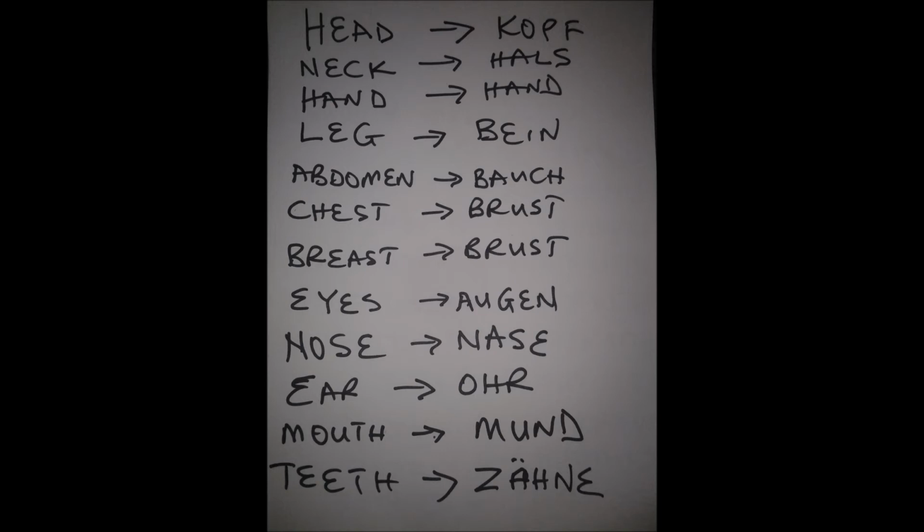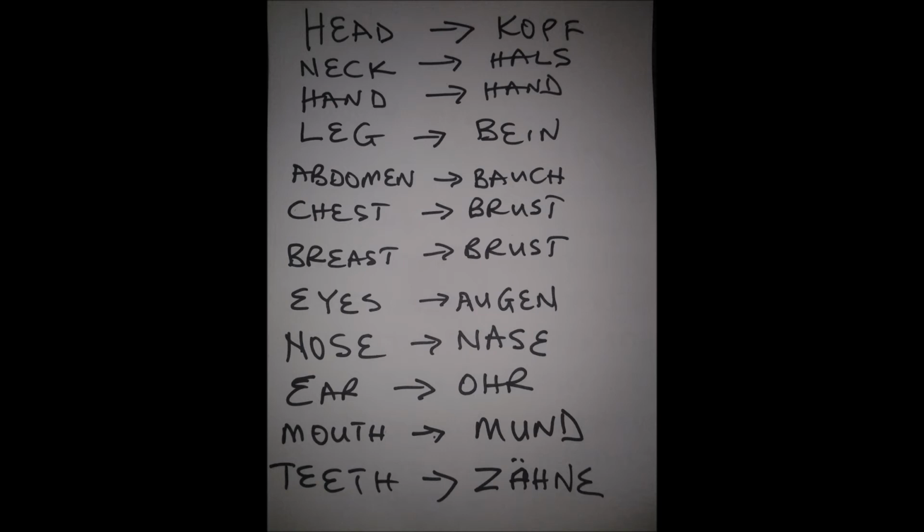Your abdomen, which is what people call stomach, your tummy, is Bauch. When someone says, ich habe Bauchschmerzen, that means I have abdomen pain. Schmerzen is pain. Chest is Brust, but breast is Brust too. So when someone says I have Brust Schmerzen, it means he has chest pain.